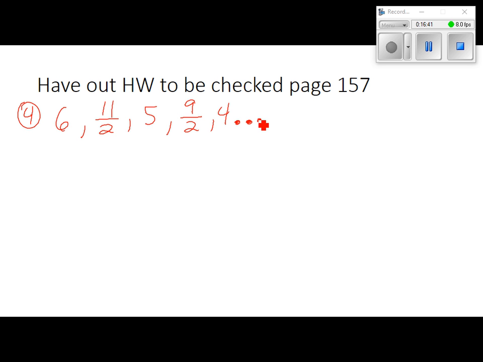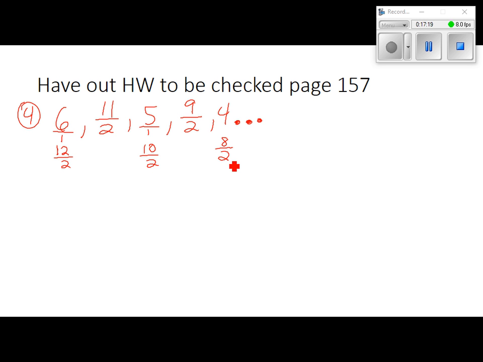Instead of looking at these as whole number, then fraction, whole number, then fraction, how could we make this a fraction? Put a 1 under it. But we don't want a 1 under it because these all have 2's under them. If you want a 2 on the bottom, what do you have to do to the top? Multiply it by 2. So what do you end up with? 12 over 2. Here, 10 over 2. Here, 8 over 2. You seeing the pattern now?